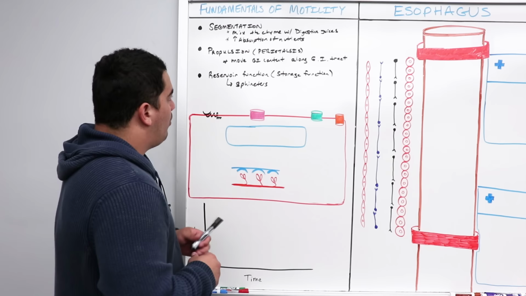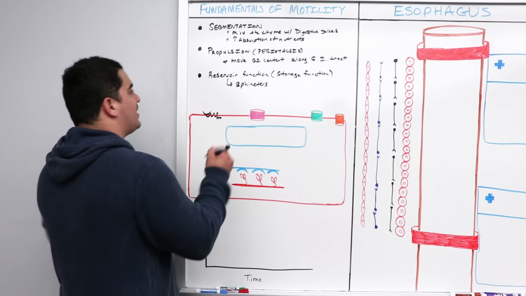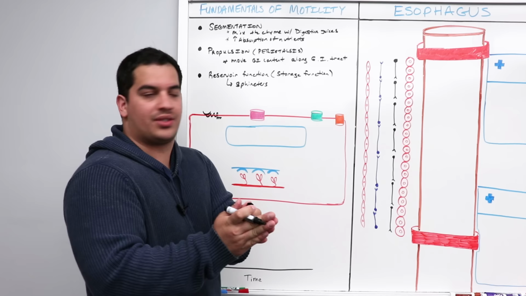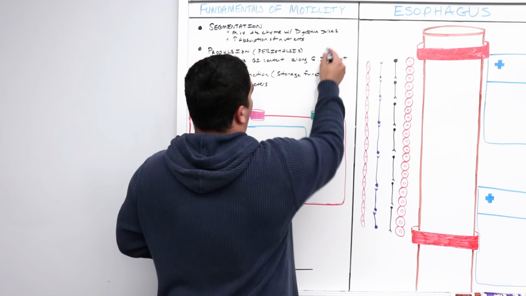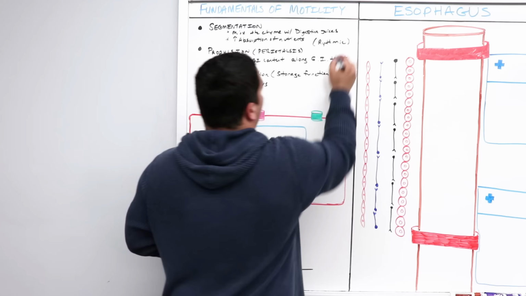Now, one more thing about smooth muscle. When we talk about smooth muscle, there are two different types of contractions. There's rhythmic contractions. The rhythmic is more carried out by a lot of this segmentation and then this propulsion. So this is more of your rhythmic. In other words, it's going for that alternating contraction-relaxation type of activity.